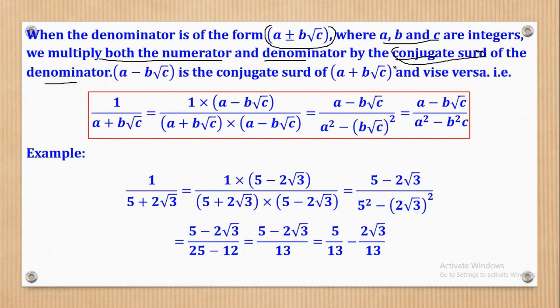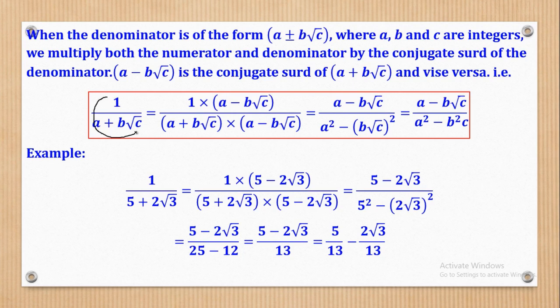It means that you look at the sign on the surd. So if the sign is plus, the conjugate will be minus. Similarly, if the sign here is minus, here the conjugate will have a plus. So that's what they call a conjugate surd.